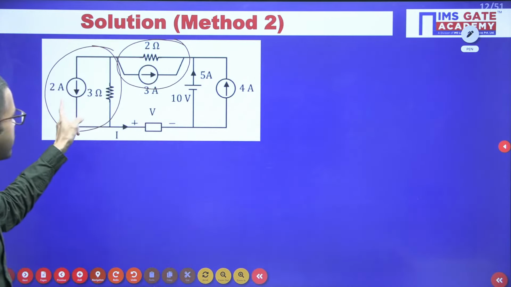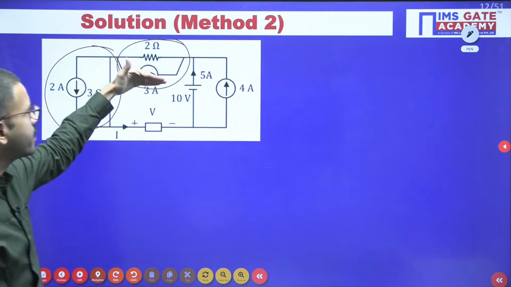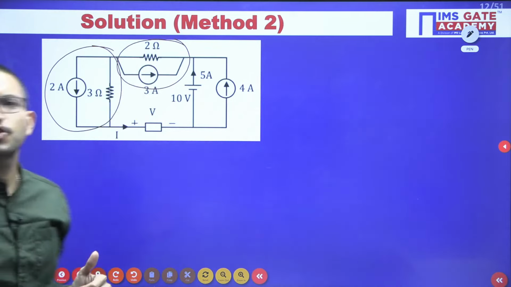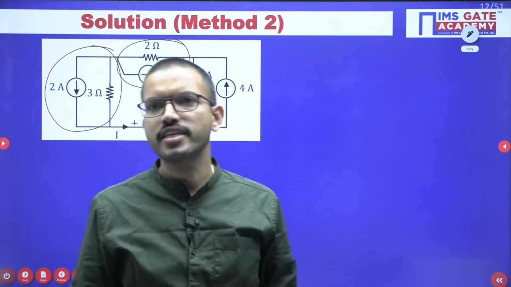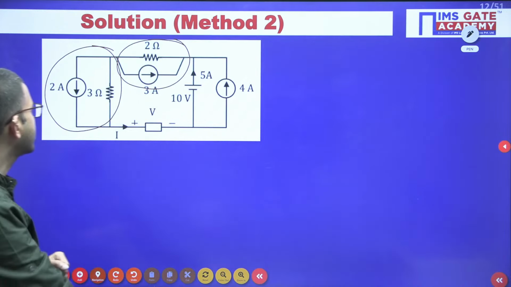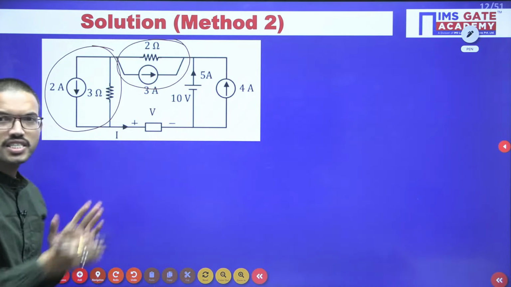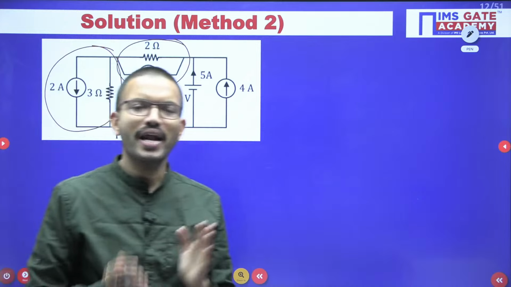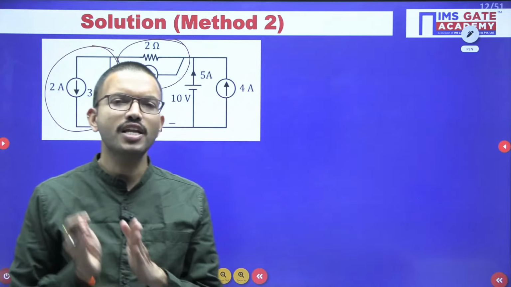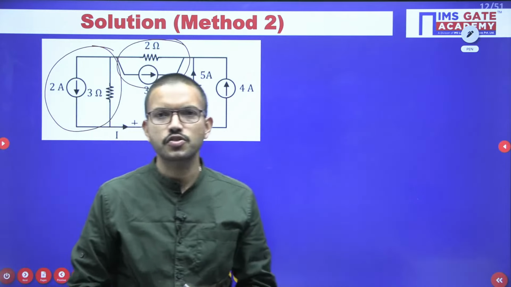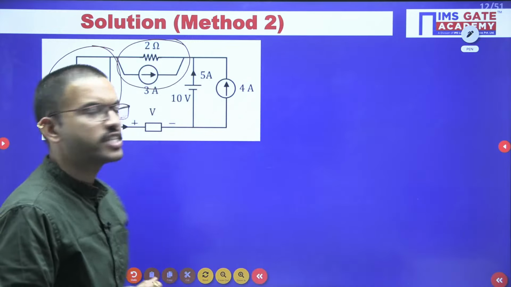Here you are having what? A current source in parallel to a resistor. Similarly here, a current source in parallel to a resistor, right? So we can apply the source transformation technique. With the help of the source transformation technique, we can convert a practical current source into a practical voltage source, and similarly a practical voltage source into a practical current source, vice versa. Yes, very good Manoj, very good.